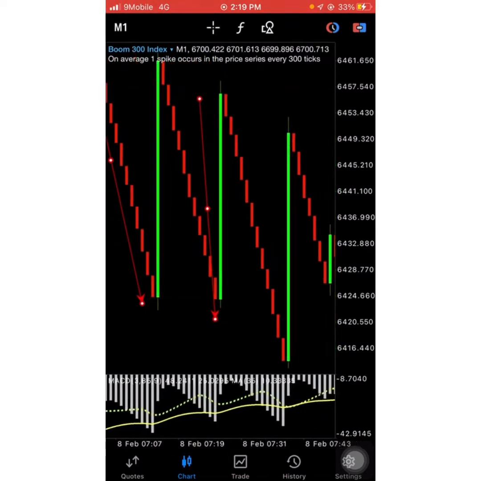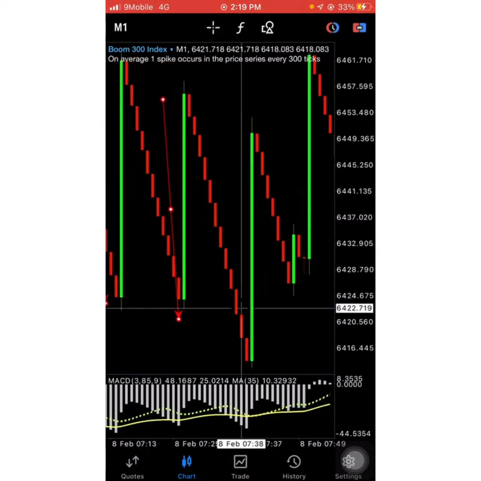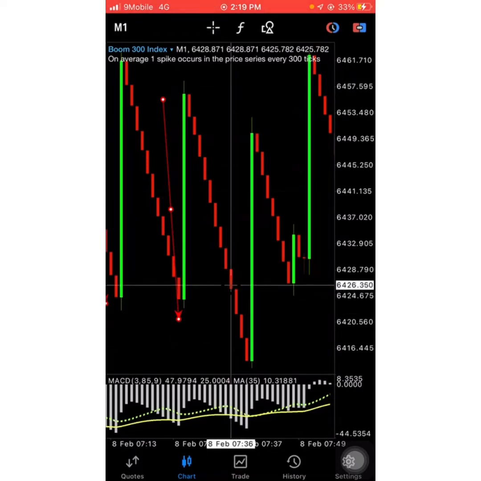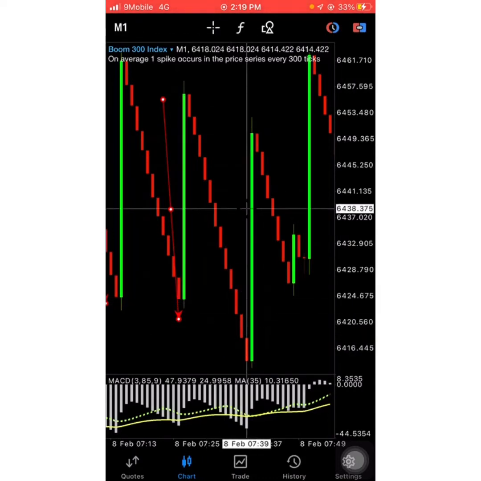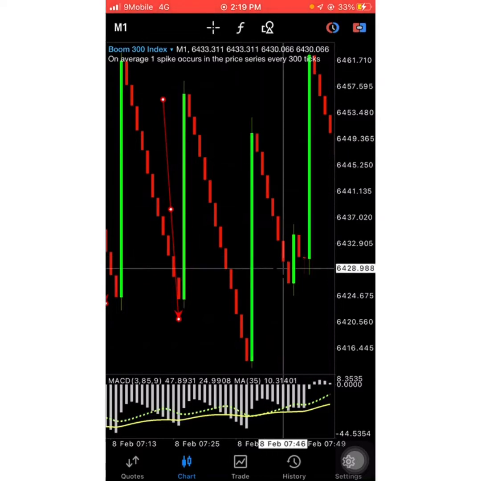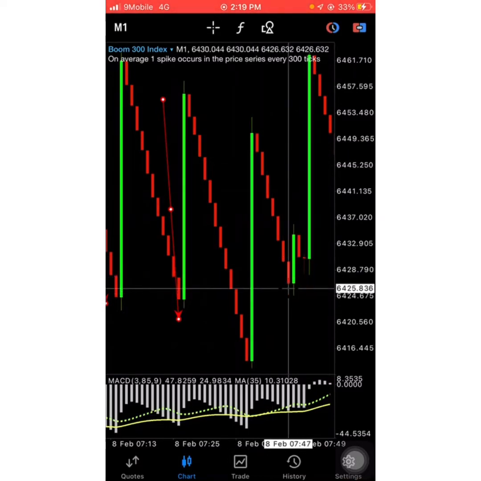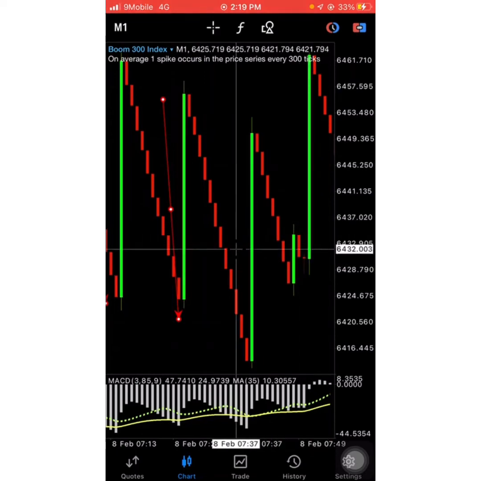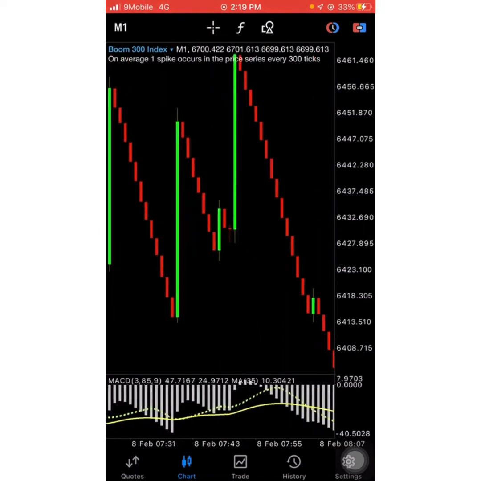Here again, look at it here, guys. It touched here. Wait, as you can see, it touched. We enter here, come to 3, 4, and the fifth candle, there was a spike. As you can see here again, it touched here. As you can see, a spike happened. So guys, I hope you understand this.